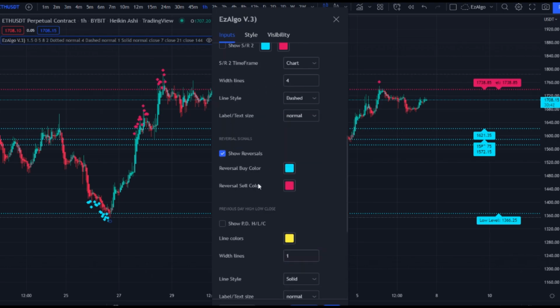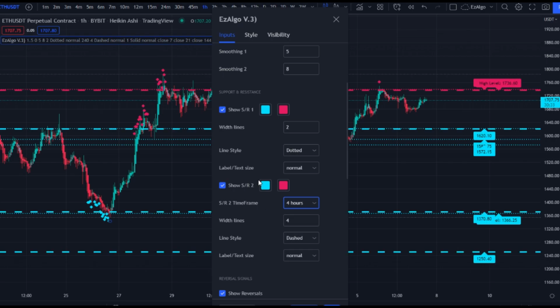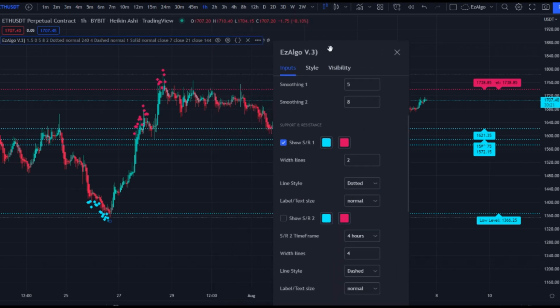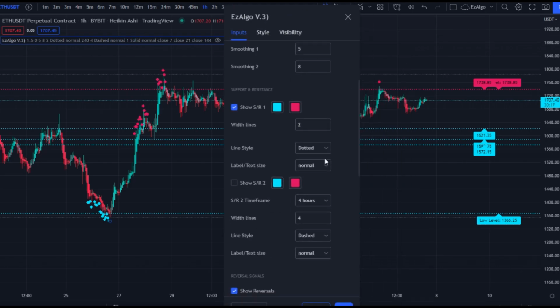We're going to leave the EMAs off and just chart with this. Also, if you want to turn on support and resistance 2 and set that to the 4 hour time frame, that's also recommended, so you can do that as well. But for this video, I'm going to simplify it, so we're just going to be using the support and resistance that is available on the chart. So for example, the support and resistance 1 is showing support and resistance levels of whatever time frame we're on in TradingView. So that's good enough for now.